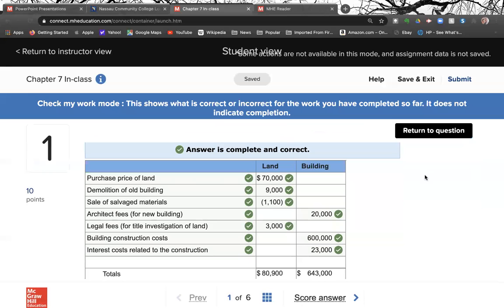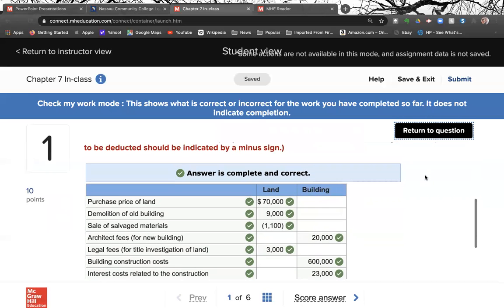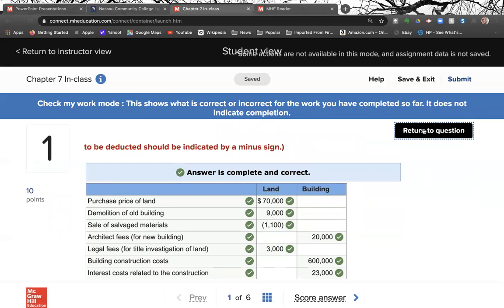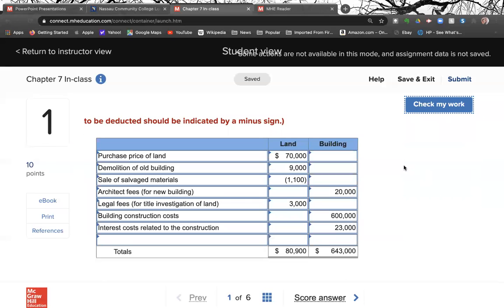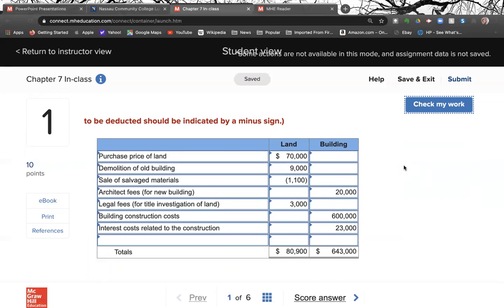Let's check the work. All right, and you can see that it came out the way it's supposed to. All right, so we together on that? Yes, sir. Okay. For whatever reason, some people have a lot of problems with this. But just keep in mind, if it's something that happens after, then it's probably an expense. If it's something that happened before, it's an asset. Right? Before you could use this land, this is what you had to do. Before you could use this building, this is what you had to do.